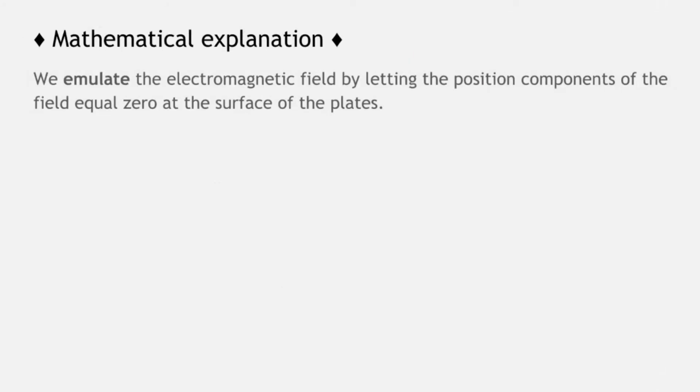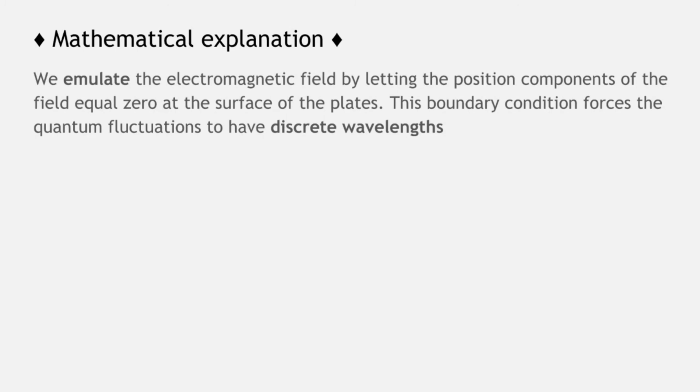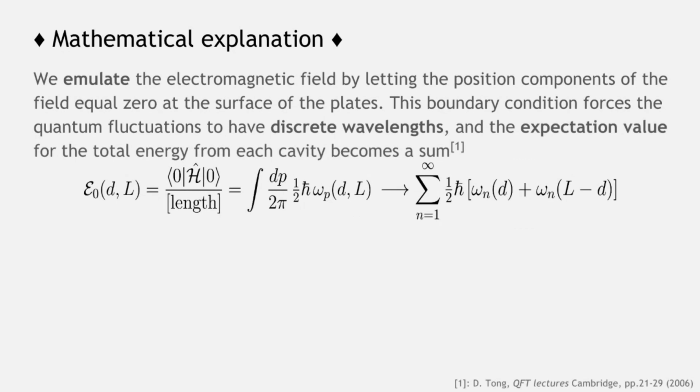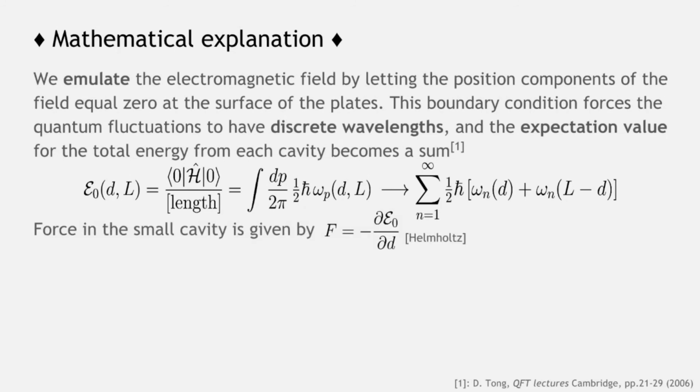Electrodynamics tells us that the tangential components of an electromagnetic field all cancel at the surface of a metal, so we simulate this by forcing the field to be null at the plates. This bounding condition is what gave us all of those standing waves. In turn, we have a sum for the energy density instead of an integral. And we can find the force by simply taking the derivative.